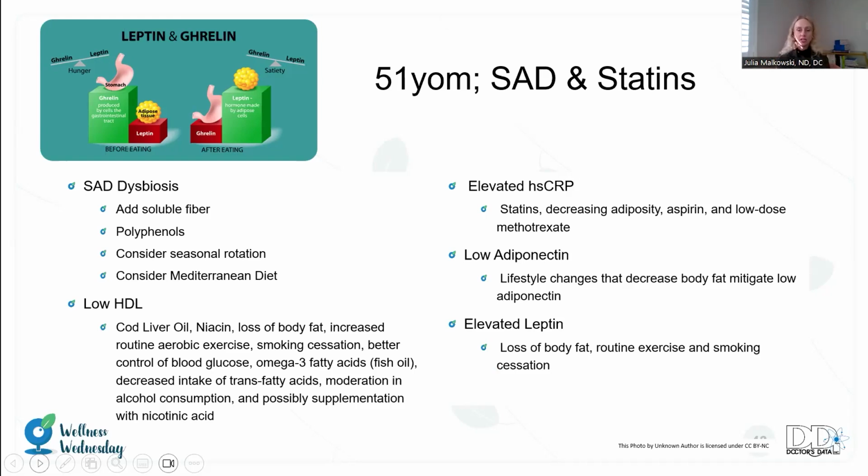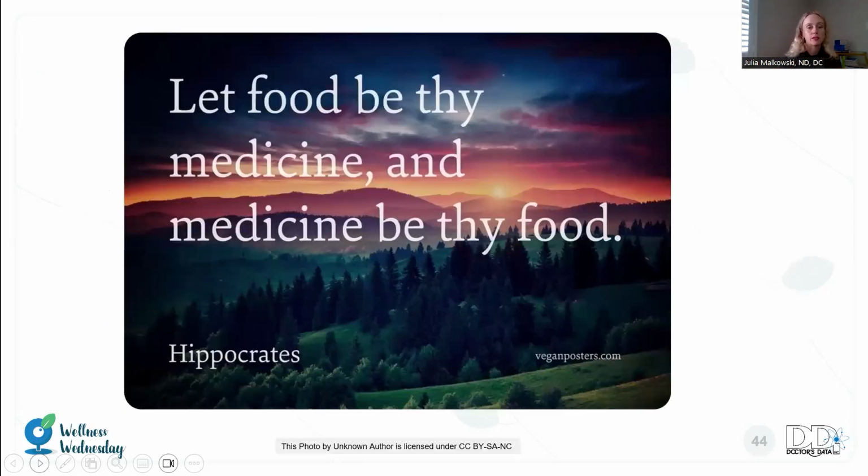For the elevated CRP, the individual is already on statins, but we also need to consider decreasing the adiposity, potentially aspirin and low-dose methotrexate. For the low adiponectin, again, we need to look at lifestyle considerations and decrease that visceral adiposity, and same thing for the elevated leptin. So this is going to be a consideration of lifestyle and really working with this individual on that body consideration.